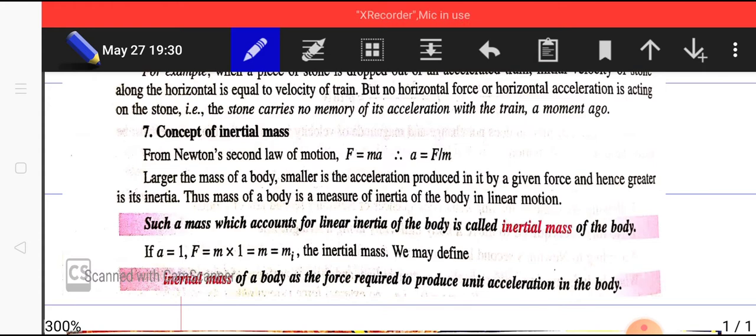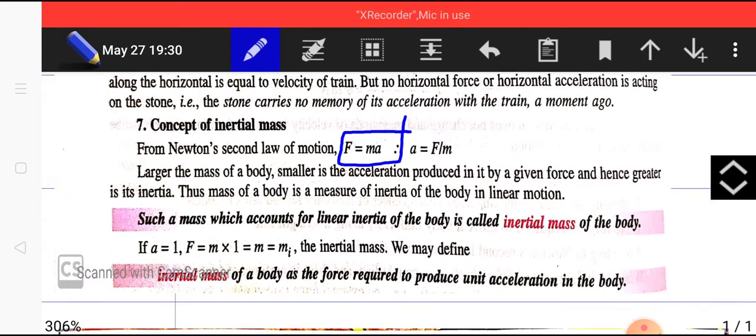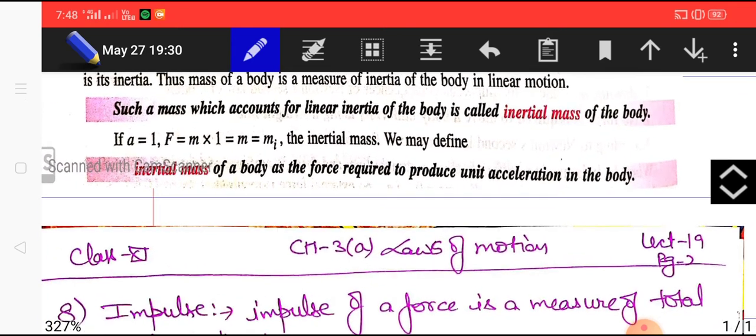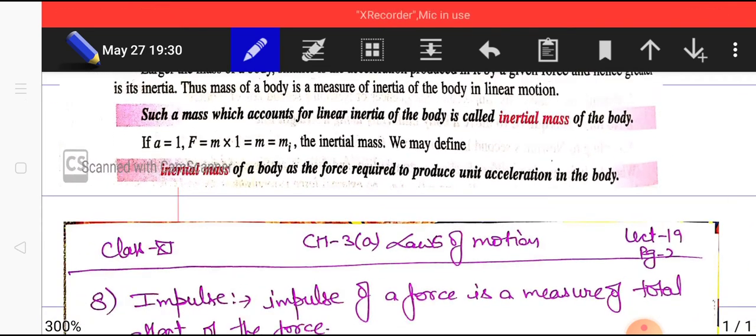Concept of inertial mass also come from the definition of Newton's second law of motion. F is equal to ma. Acceleration is equal to force divided by mass. So we can calculate m using this relation. Larger the mass of body, smaller is the acceleration produced in it by a given force, or vice versa. So such a mass which accounts for linear inertia of body is also known as inertial mass. Later you can verify that inertial mass and gravitational mass are same.